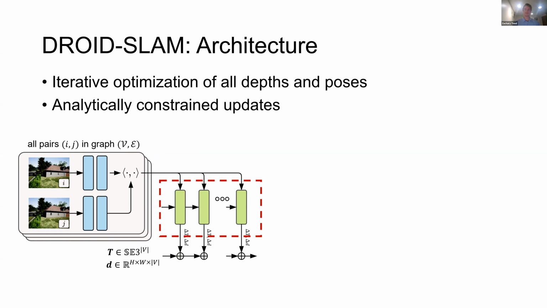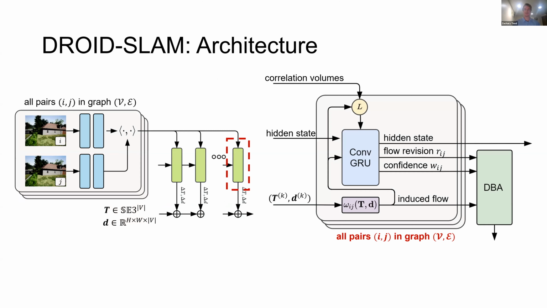We will then perform a set of iterative updates, and each of these updates produces an update to all the camera poses and all the dense depth maps jointly. So what does this look like? First of all, we use the current estimate of camera poses and depths with this omega function to compute the correspondence between each edge in the frame graph, that is, the induced flow. And this is performed over all edges in the frame graph.